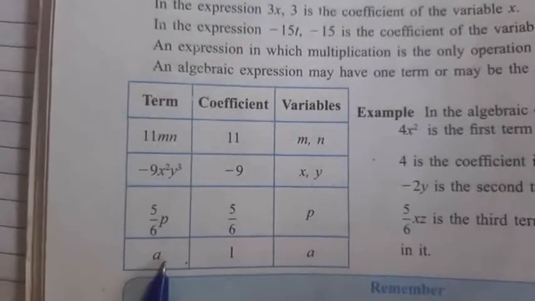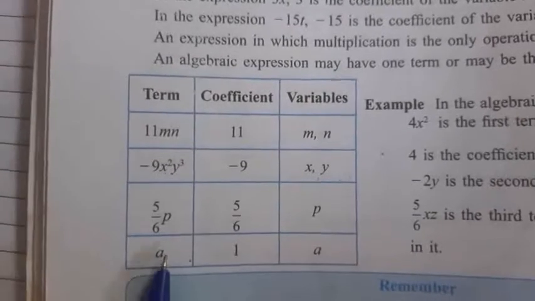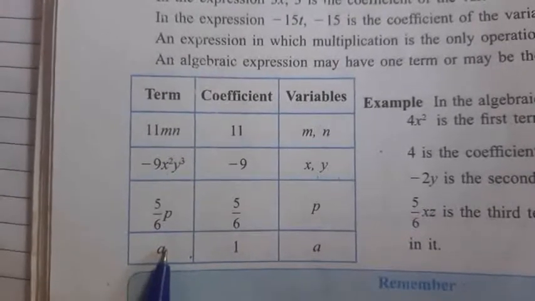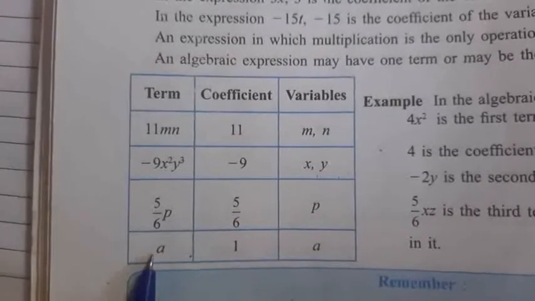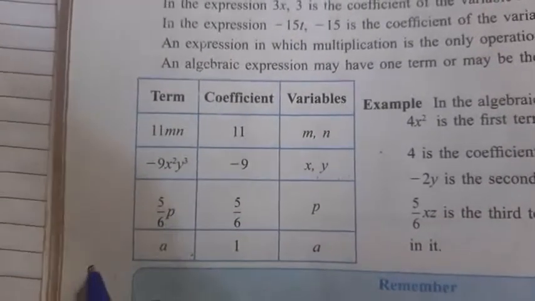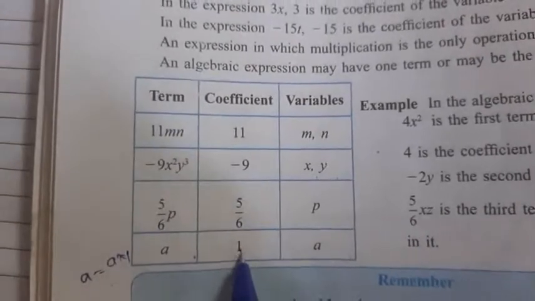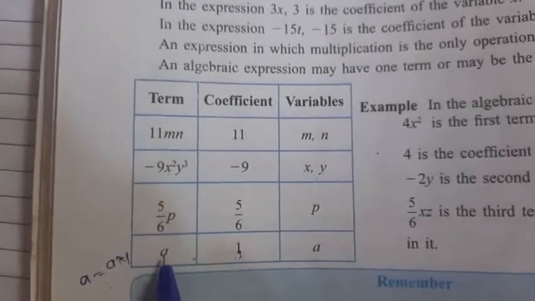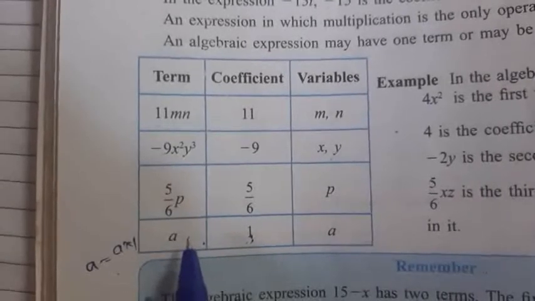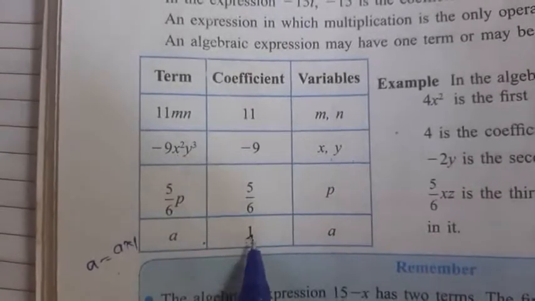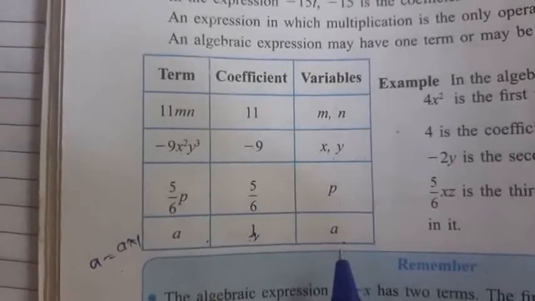Next is a term, singly a is given. So here coefficient or any number is not given. Any number is not there means it's multiplied by 1. A, just we can write as a into 1. It means same. Means here coefficient is 1. Whenever any constant number or any integer is not assigned with variable, then there should be 1. So here coefficient is 1 and variable is a.